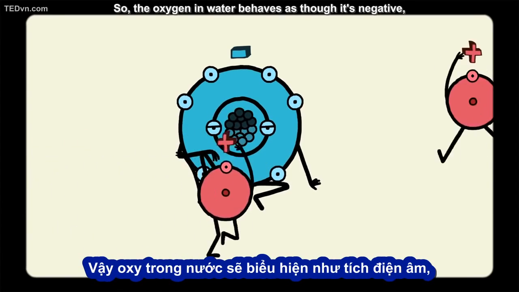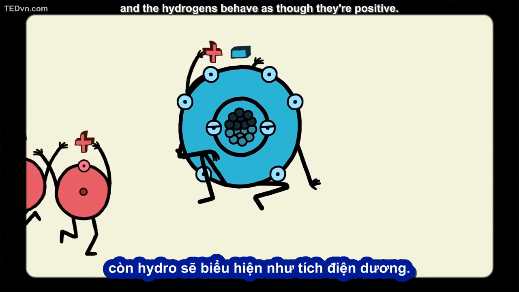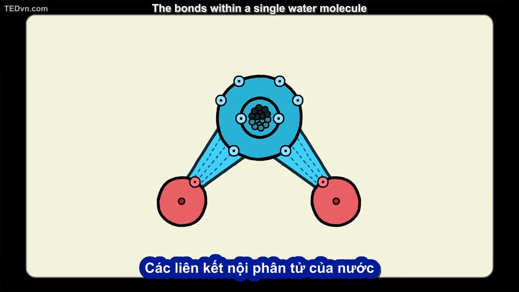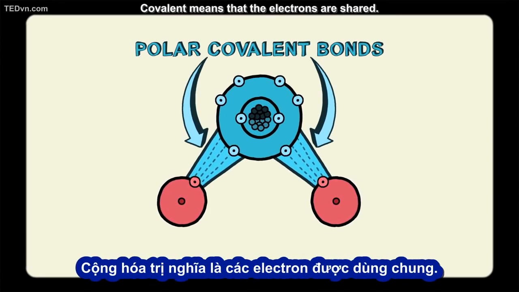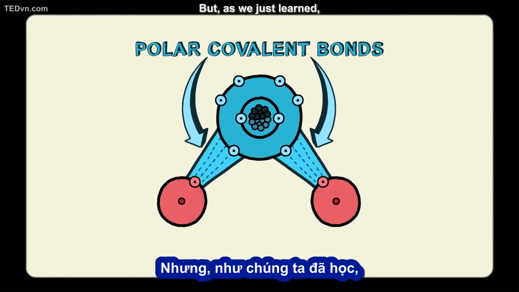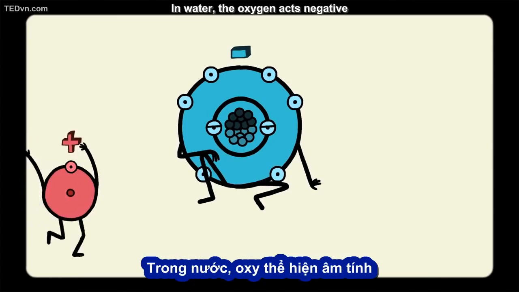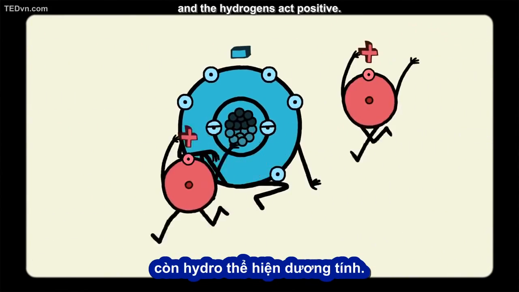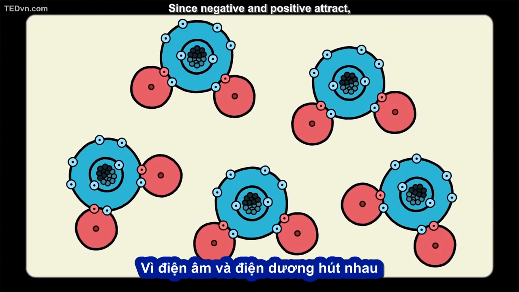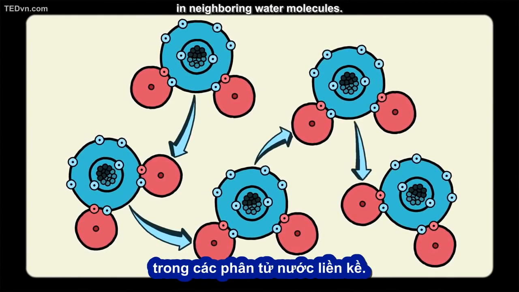So the oxygen in water behaves as though it's negative, and the hydrogens behave as though they're positive. The bonds within a single water molecule are called polar covalent bonds. Covalent means that the electrons are shared. But, as we just learned, polar means that these electrons are not shared equally. In water, the oxygen acts negative, and the hydrogens act positive. Since negative and positive attract, that oxygen is attracted to the hydrogen atoms in neighboring water molecules.